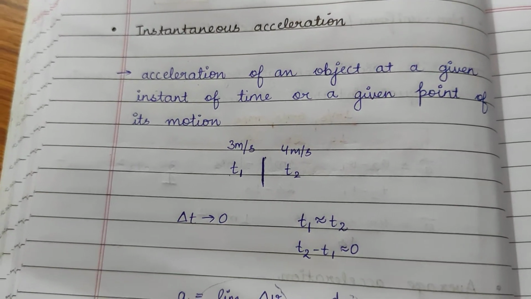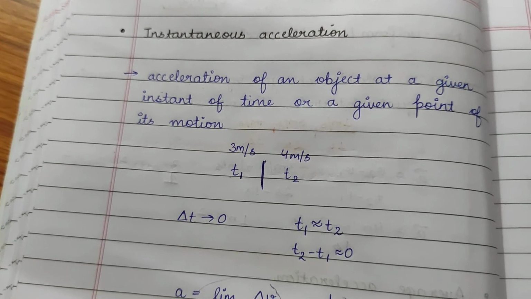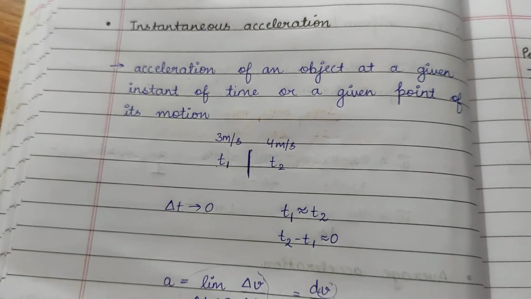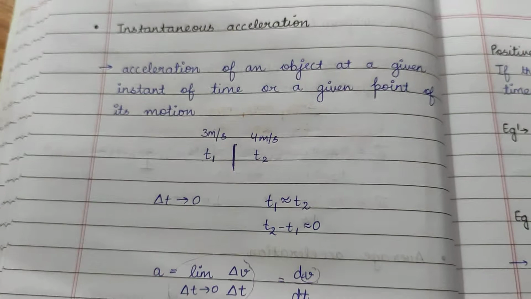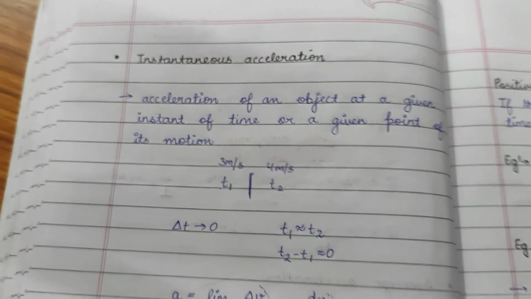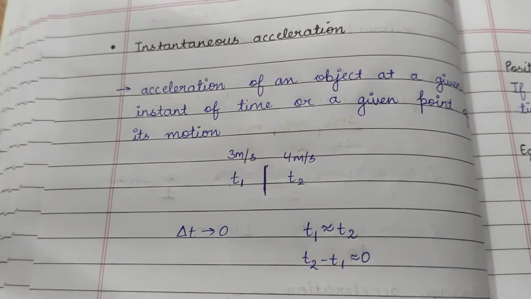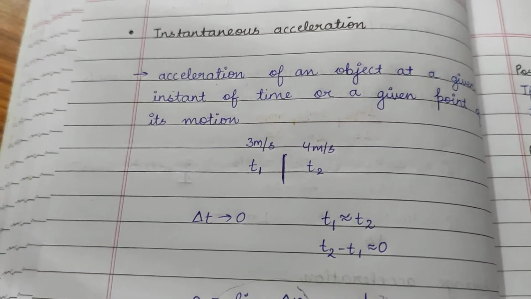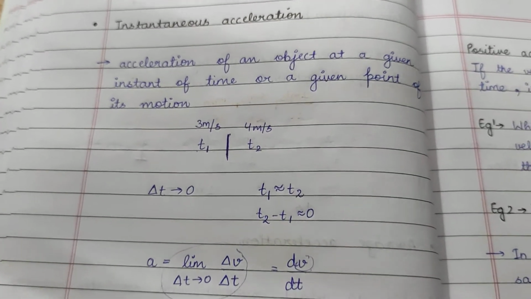Now the next type of acceleration is instantaneous acceleration. Students, it is very important, you have to solve numericals, and this instantaneous acceleration will be used in solving the numericals, so understand it properly. This instantaneous acceleration is the acceleration of an object at a given instant of time. I have already explained instantaneous speed and instantaneous velocity. So at a particular given instant of time or a given point of its motion.